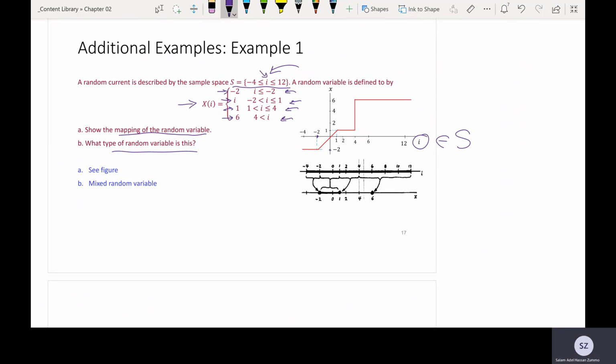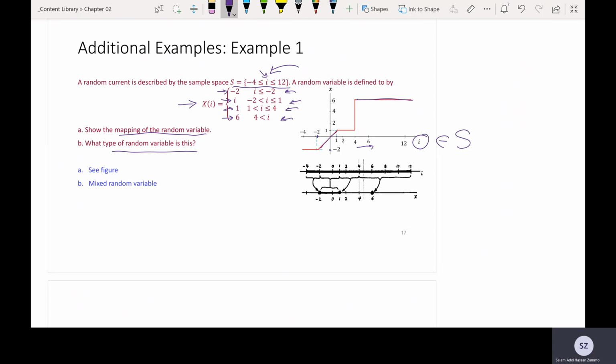It's minus 2. And for x between minus 2 and 1, according to the definition, it's equal to x. It's a linear curve. And for x between 1 and 4, in the third line here, it's equal to 1. And in the last piece, above 4, 4 to 12, it's equal to 6, as you can see.